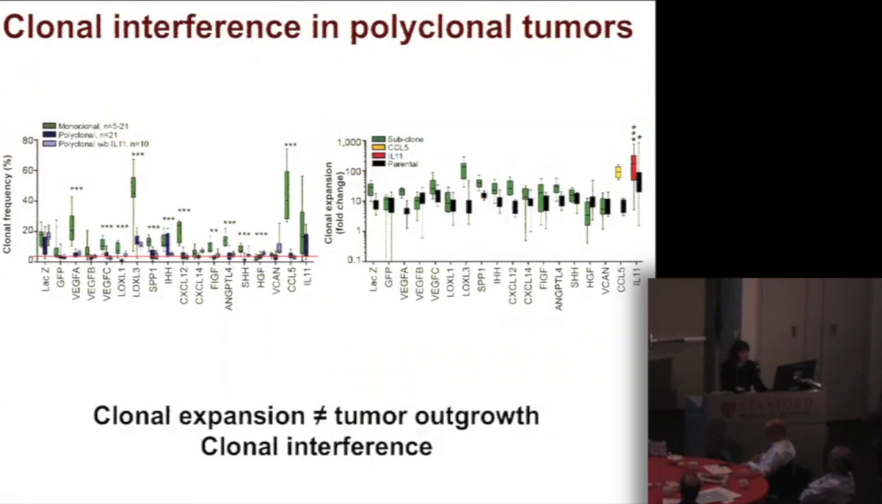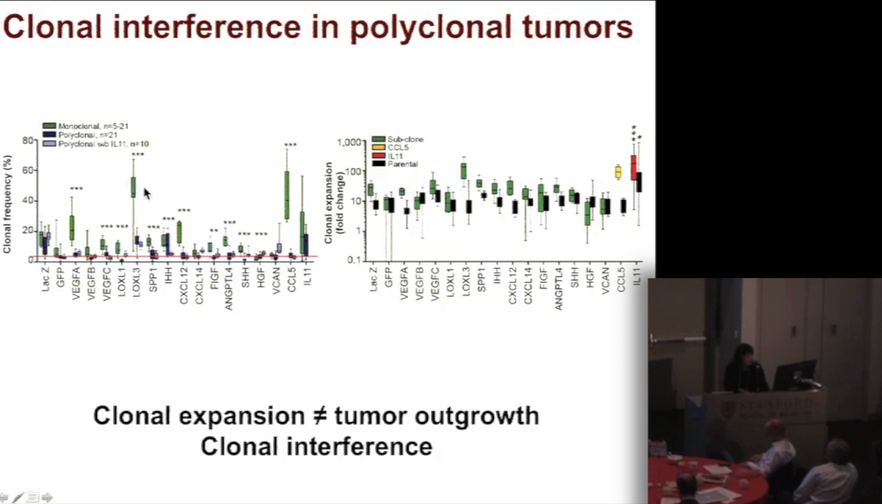Then coming back to clonality, we assessed the clonality of each of the tumors and plotted clonal frequency in the monoclonal tumors. These are the green ones. And then also the polyclonal tumors with all the clones or leaving IL-11 out. So these are the purple ones here. One of the interesting findings was that clonal expansion doesn't equal the ability to drive tumor outgrowth, meaning IL-11, which was very potently driving outgrowth, did not become the dominant clone. It remained the minor clone in the tumors, suggesting that clonal dominance doesn't mean that that's the clone that's really driving the growth.